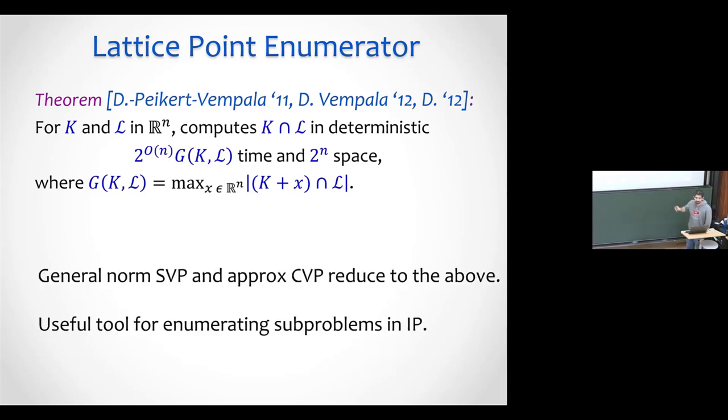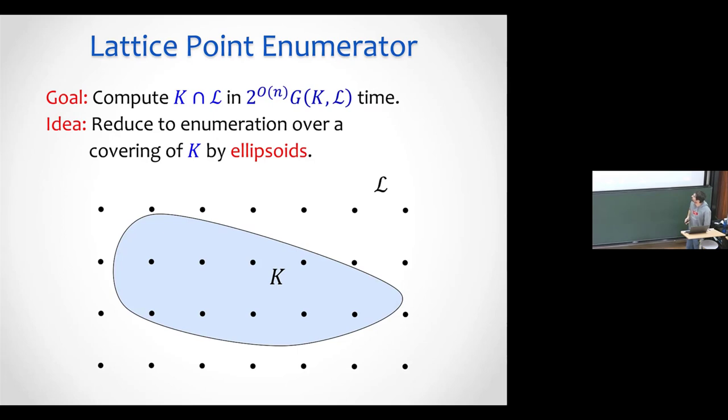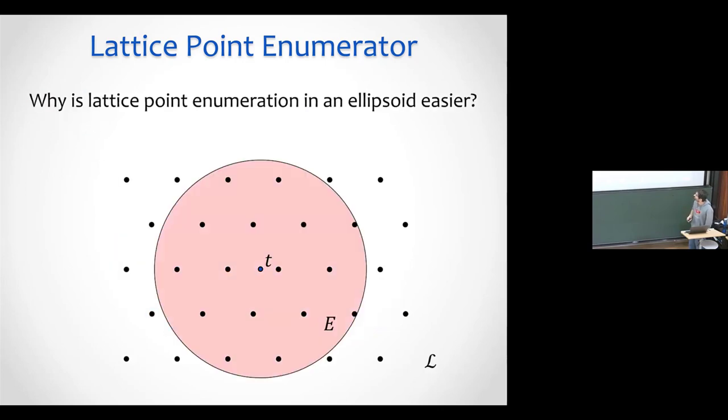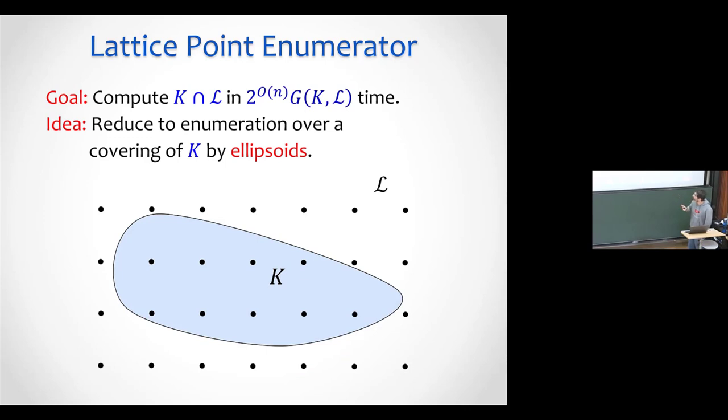As I mentioned, this is a key tool for solving all the lattice problems, and it's also very important in the context of IP. So I want to say how this goes, again at a very high level. We start with our body K, and I want to compute all of these points inside it, and I have this time budget, the maximum number of lattice points it can contain in any translation. The high level idea is to cover this body by ellipsoids and reduce to enumerating all of the points inside that cover.